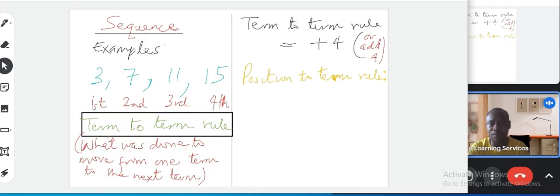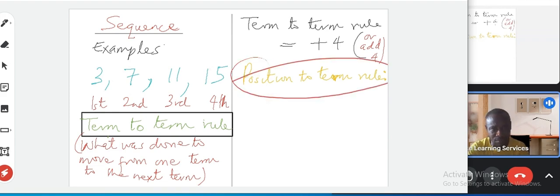Term to term rule. Remember what I said about term to term rule. Can you read it out? What was done to move from one term to the next term? Like what was done to move from one term 3 to the next term 7, from 7 to the next term 11, from 11 to the next term 15. You say you added 4, add 4, add 4. That's term to term rule, from one term to another term.